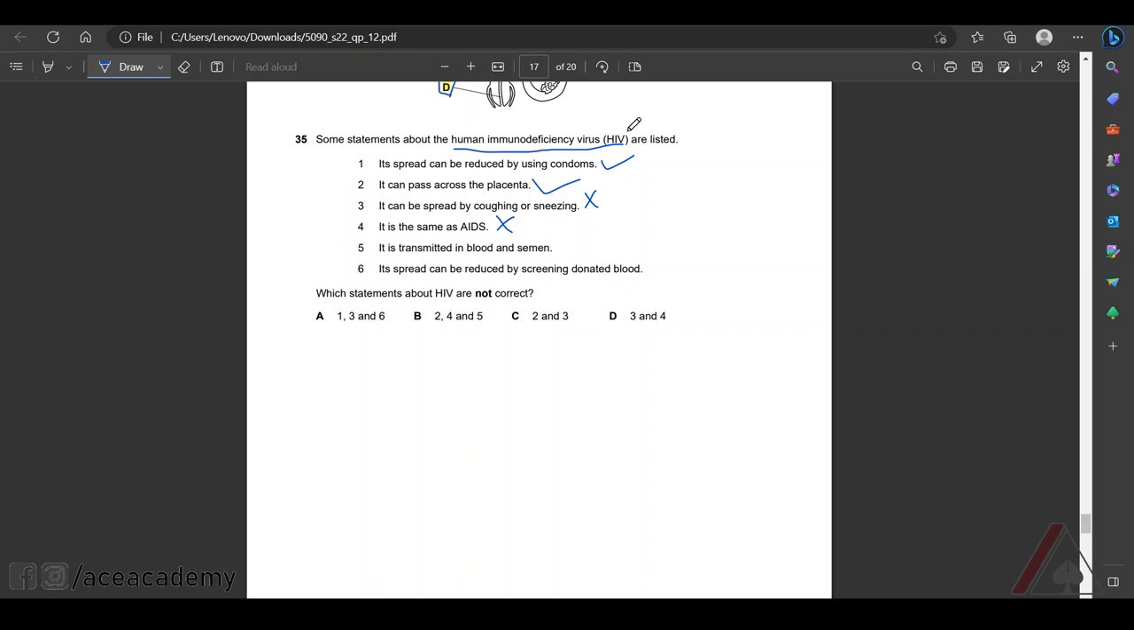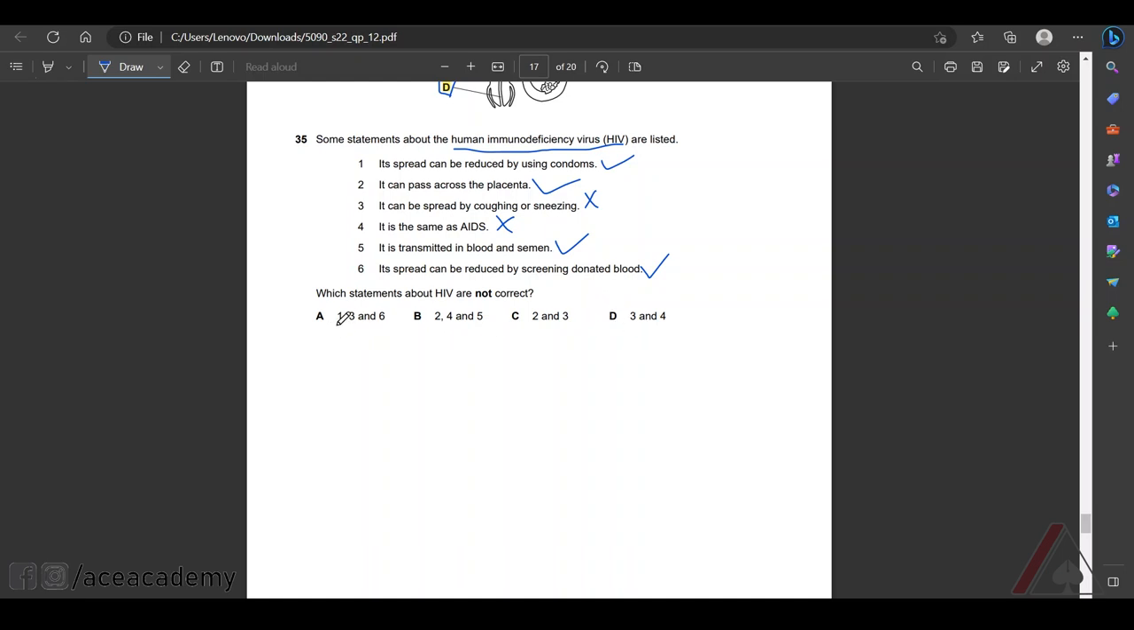They're not the same. One is the pathogen and the other is the disease. Number 5 says it is transmitted in blood and semen. It is also correct, as I've mentioned. Those are the only two mediums where the HIV virus can survive. And its spread can be reduced by screening donated blood. Screening blood is a way to identify if the blood contains HIV, and so yes, it definitely helps reduce the spread, as we can identify who has the virus in their blood and who doesn't. So our correct option should only have 3 and 4.